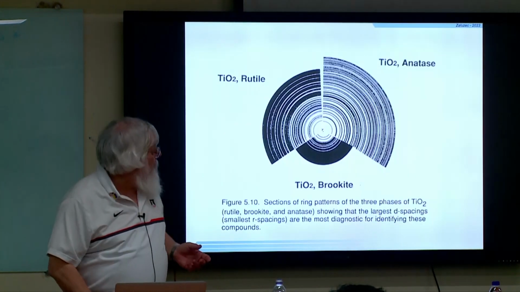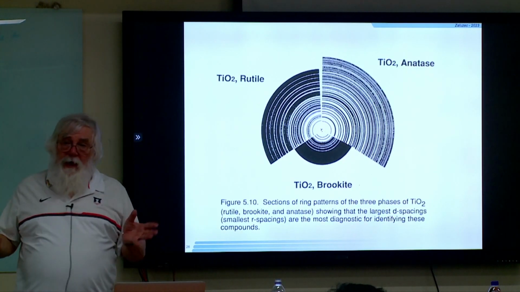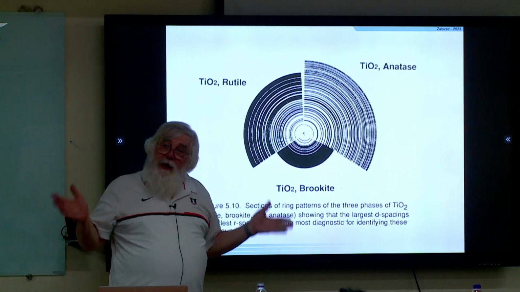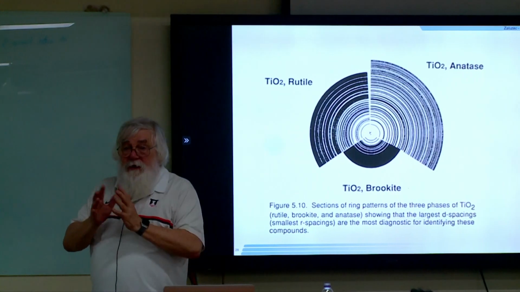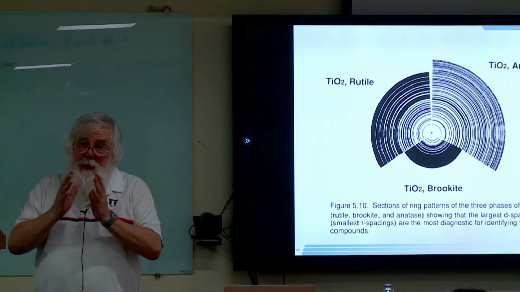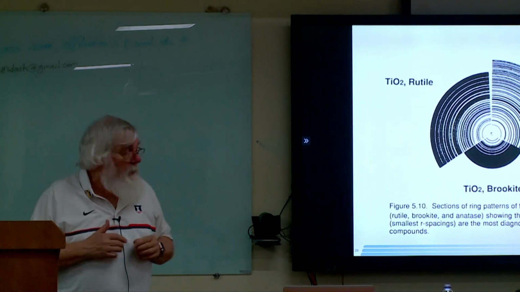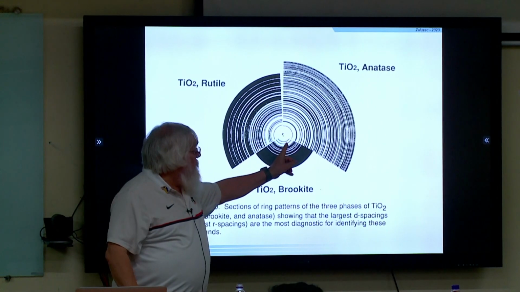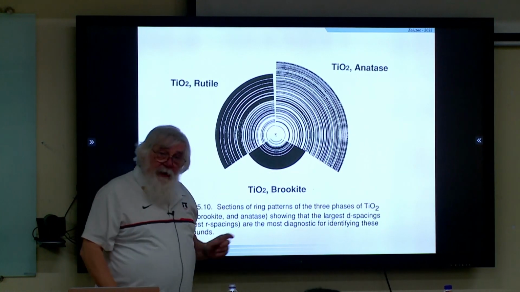Let me show you an example of that. Here's titanium oxide in three different phases: rutile, anatase, and brookite. It's polycrystalline. We've got rings, and I've just chopped the pattern up into different pieces. And what you see is there are rings everywhere, and the rings change. They change because the crystal structure changes and the periodicity of the atoms changes. Can we analyze this? Yes. The way we analyze it is by measuring the spacing of the rings.